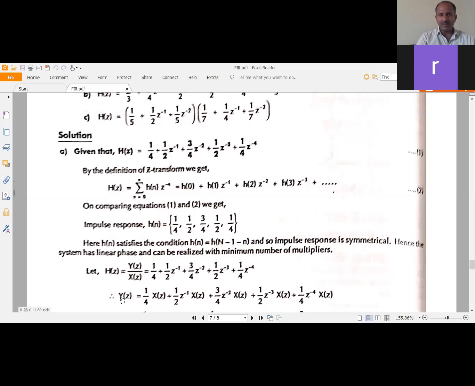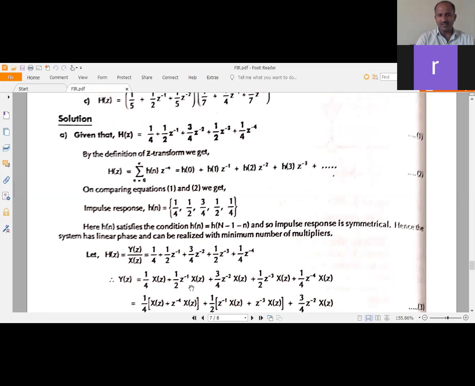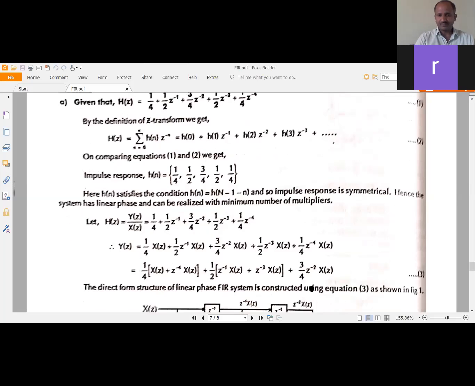Cross multiplying this equation, we can write y of z as 1 by 4 into x of z plus 1 by 2 into x of z into z power minus 1, 3 by 4 into x of z into z power minus 2, plus 1 by 2 into z power minus 3 into x of z plus 1 by 4 into z power minus 4 into x of z. This method is also called the minimum number of multipliers method. In order to reduce the number of multipliers, for 1 by 4 and 1 by 4, we can reduce the multipliers by taking 1 by 4 common in this equation.